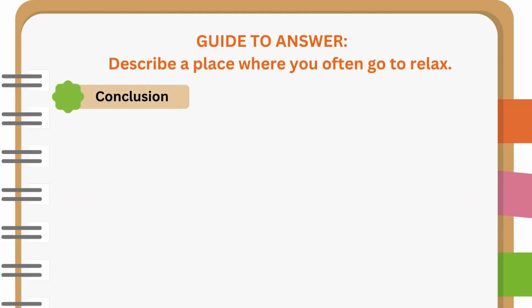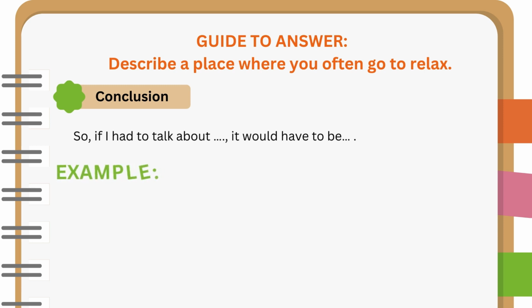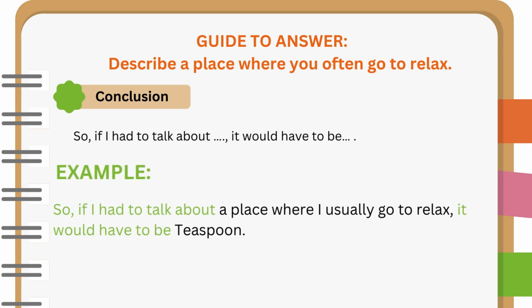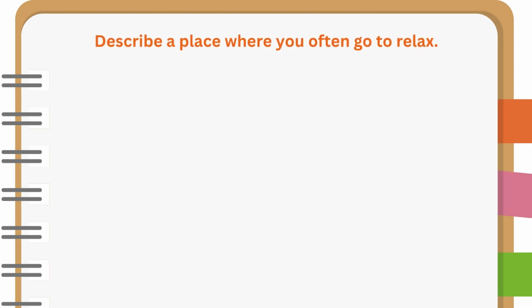Finally, to finish up your answer, you can use the following phrase and make a conclusion. For example, so if I had to talk about a place where I usually go to relax, it would have to be Teaspoon. Now let's answer the question using the guide we have learned. Describe a place where you often go to relax.